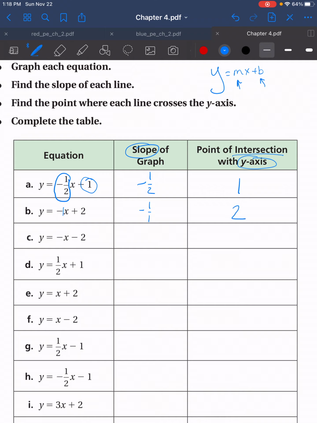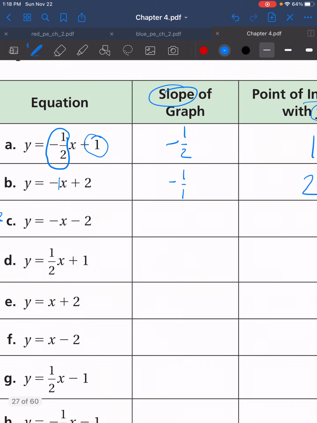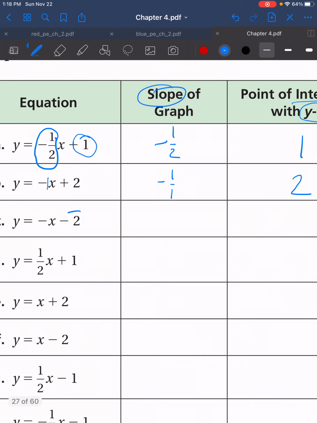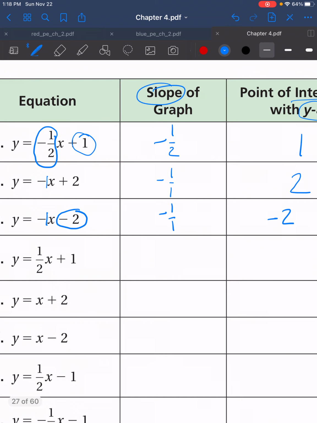Okay, now be careful on C. Maybe write C down in your notebook. The reason why I want you to be careful is because what is the y-intercept? It's not 2. It's negative 2. And then the slope is negative 1/1 again. D, y-intercept is 1. Slope is 1/2. That one was easy.